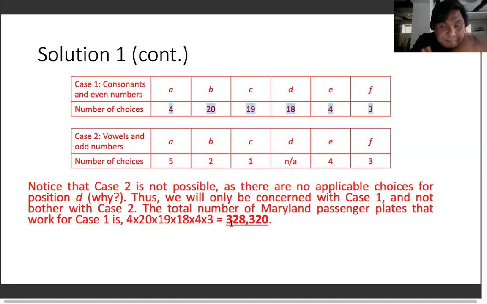have any plate that would be made up of all vowels and all odd numbers such that all characters are different. We just don't have enough vowels to choose from. If we had, then it would have been easier. All right. Okay. So I hope that has been clear.